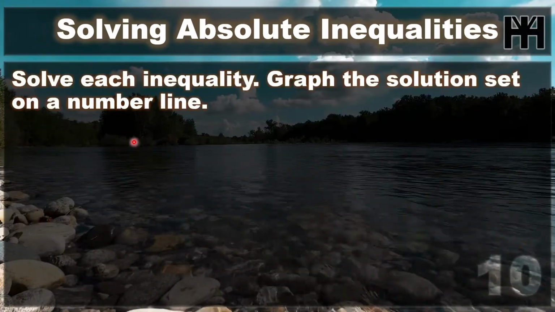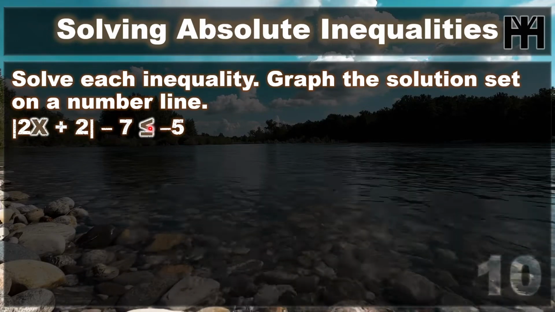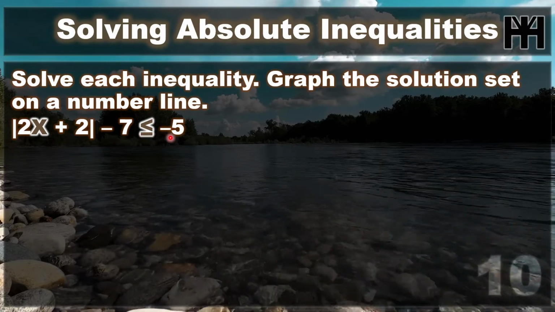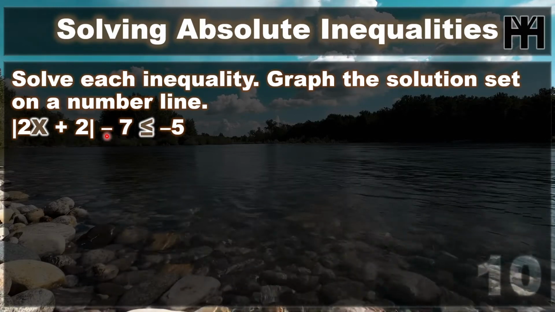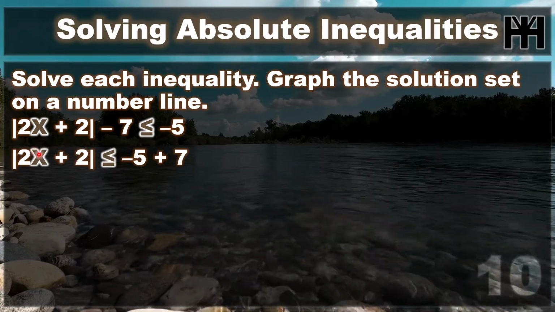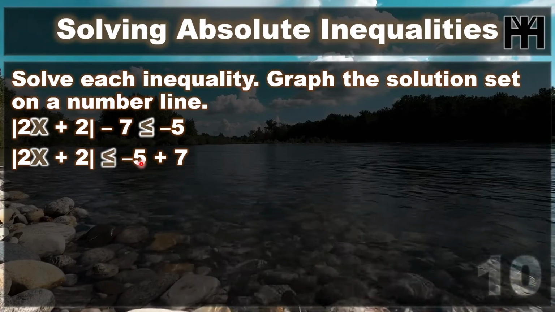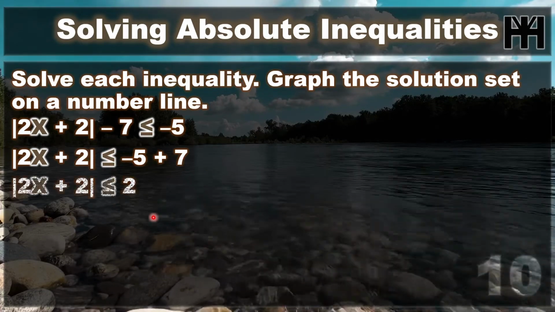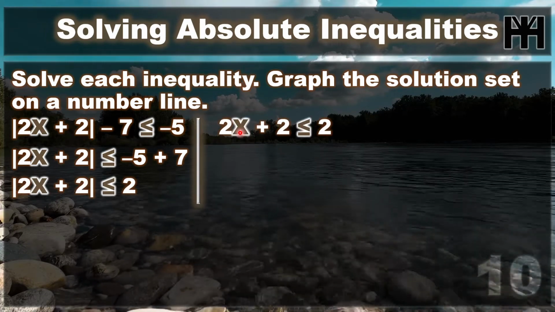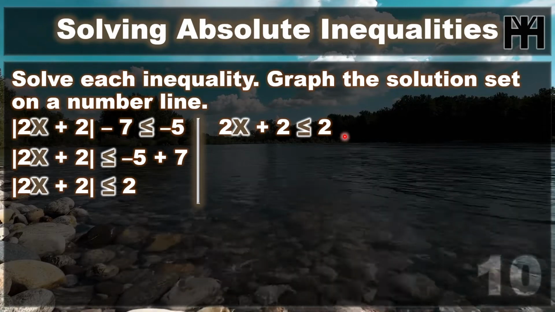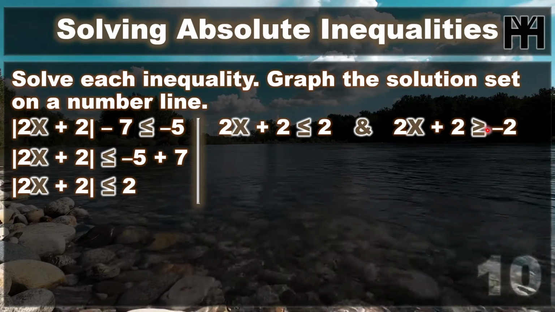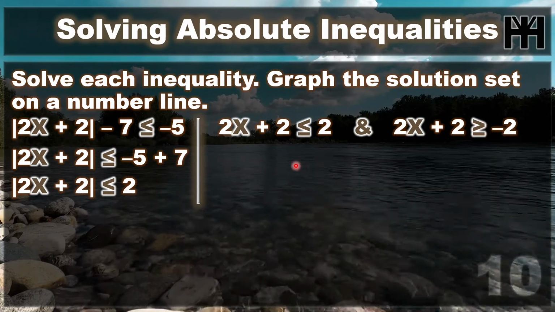Okay. Now solve each inequality, graph the solution set. Okay, we have the absolute value of 2x plus 2, minus 7, smaller than or equal negative 5. First of all, we will move the negative 7 to the other side. So it's the absolute value of 2x plus 2 smaller than or equal negative 5 plus 7. So negative 5 plus 7 will be 2. Then we will have two choices, whether it is 2x plus 2 smaller than or equal to 2, and here it's an and, okay? It's 2x plus 2 greater than or equal -2.